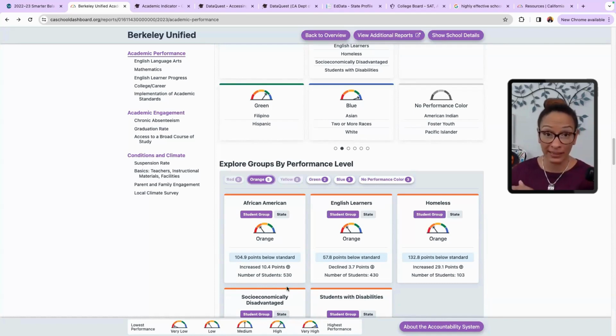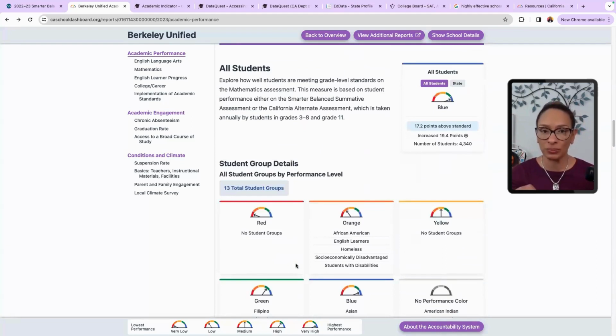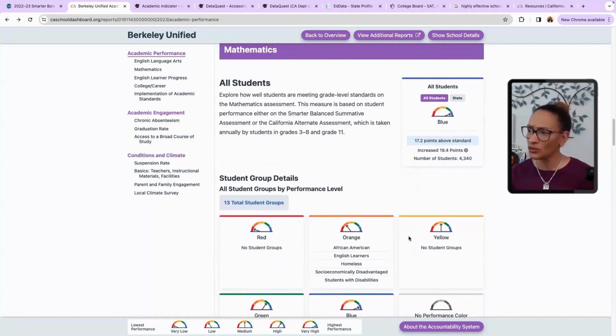If it's a lot of points, like let's say they were in the blue and they declined by a substantial amount of points, they could go down a couple of bands. But the idea is to look at the student group, help the student group, intervene, accelerate, whatever it is that we can do differently. But the question is, well, how do you know 17.2 points above standard?